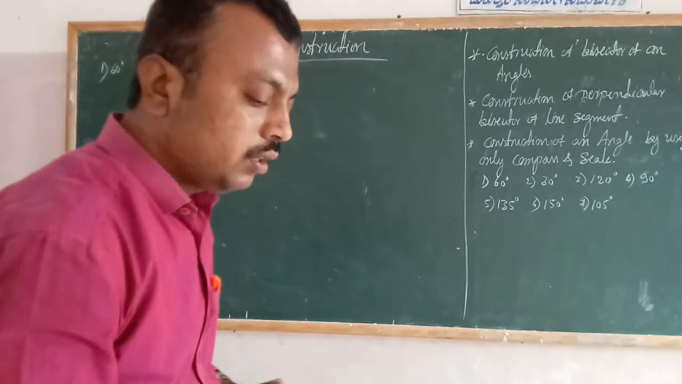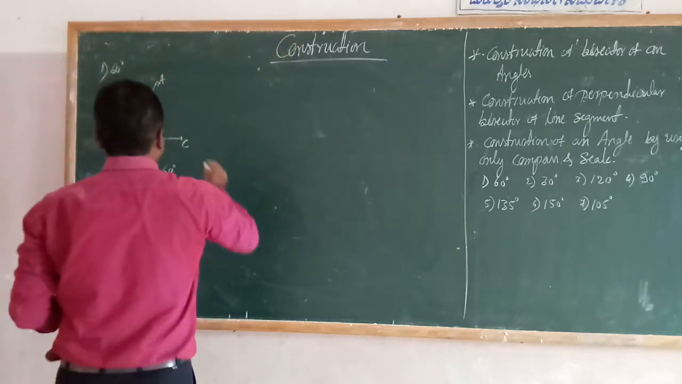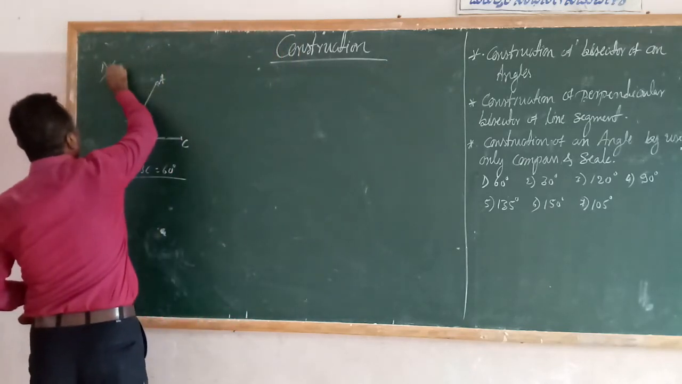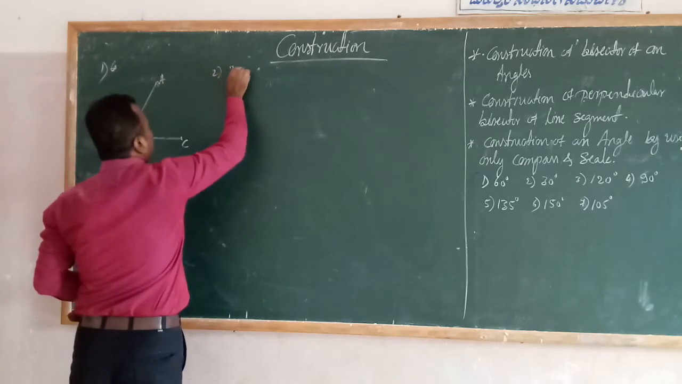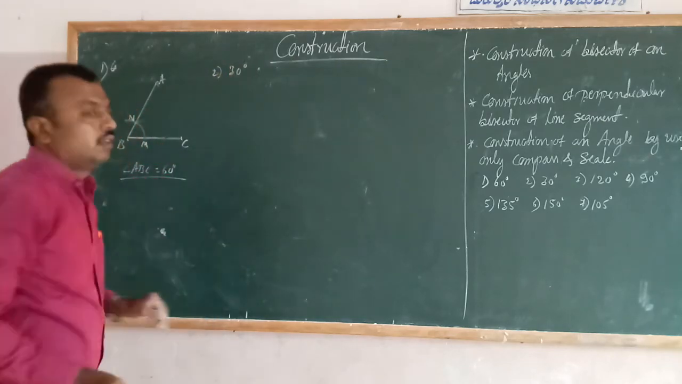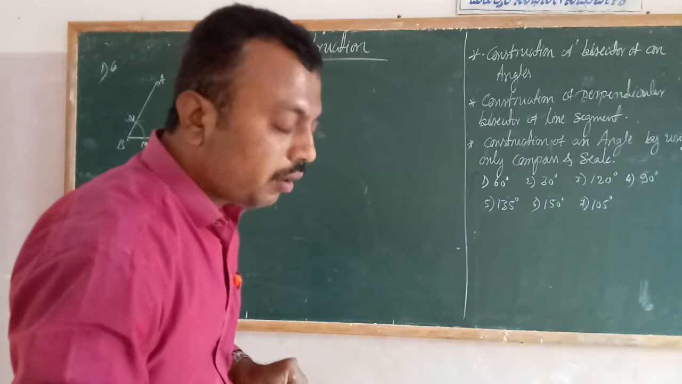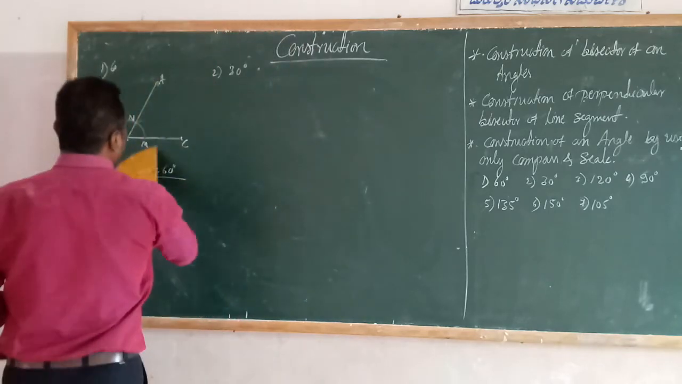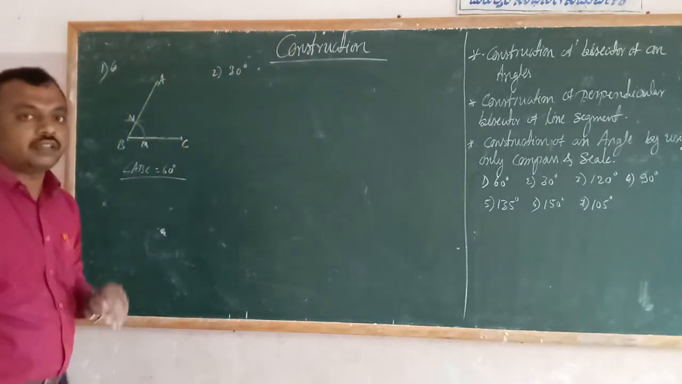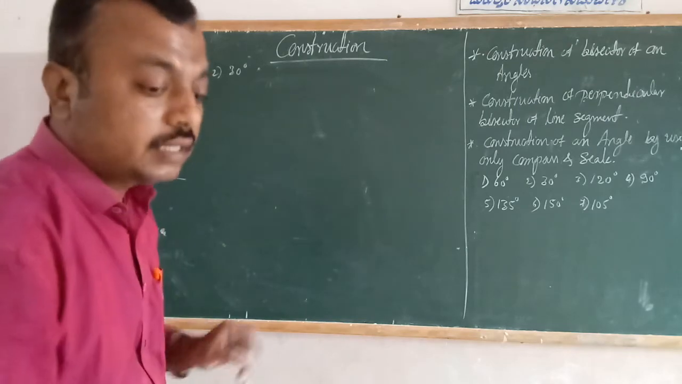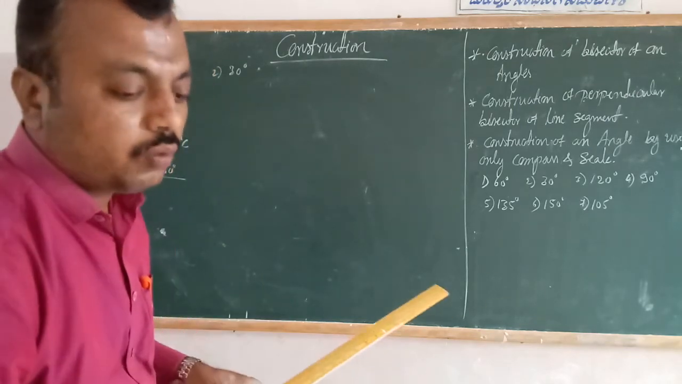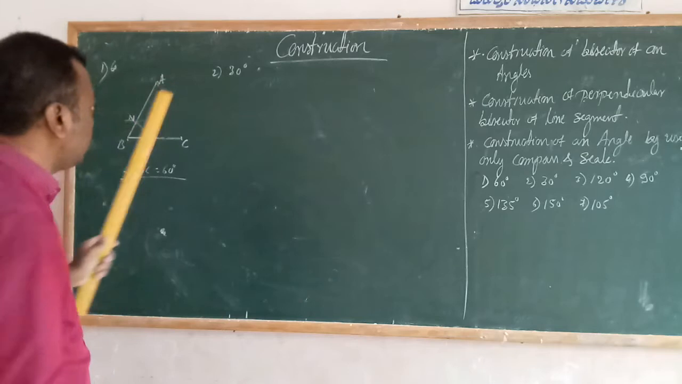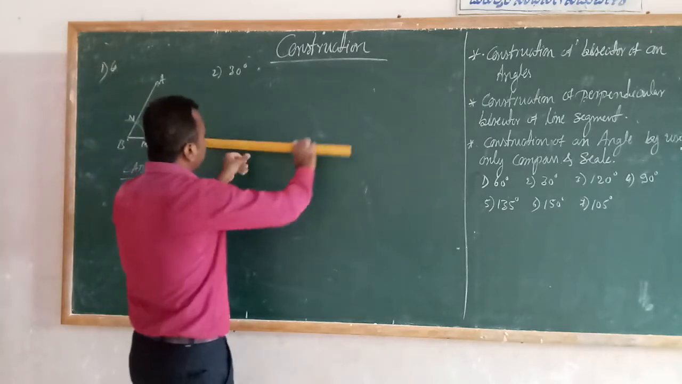So next one, 30 degree. How to construct the 30 degree? 30 degree means you take the bisector of the 60 degree, and you can get the 30 degree. First you have to construct the 60 degree. After that you have to bisect the angle of 60 degree, you can get the 30 degree. Okay. See.